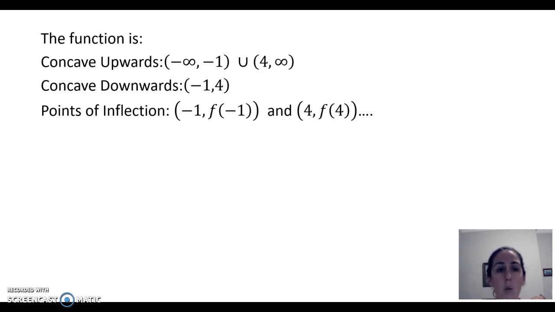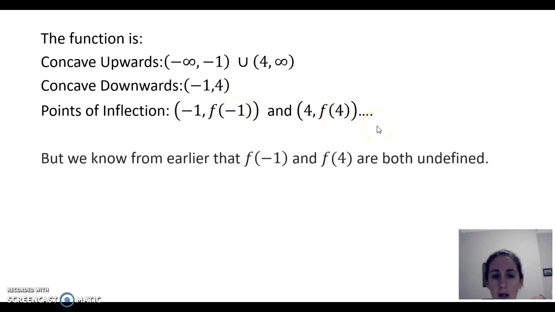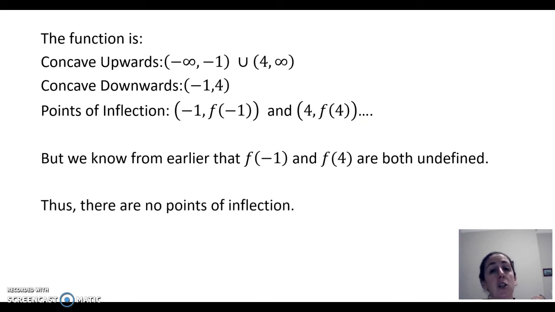Oh, but wait! What did we say about the function? It's not defined at negative 1, and it's not defined at 4, so those ordered pairs don't actually exist, so there's actually no points of inflection. And so now I'm ready to graph my function.